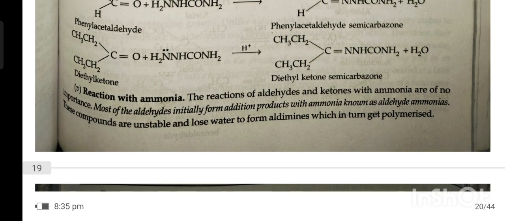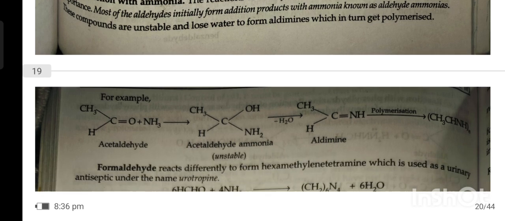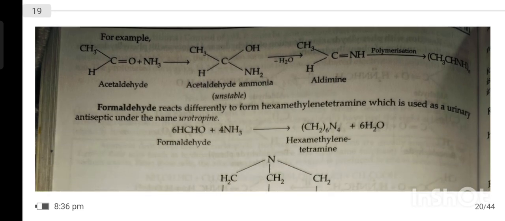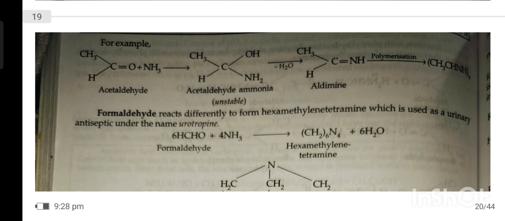Fifth, reaction with ammonia. The reactions of aldehyde or ketone with ammonia are not important. Most aldehydes initially form addition products with ammonia, known as aldehyde ammonias. These compounds are unstable and lose water to form imines, which in turn get polymerized. Formaldehyde reacts with ammonia to form hexamethylene tetramine, which is used as a urinary antiseptic under the name urotropine.